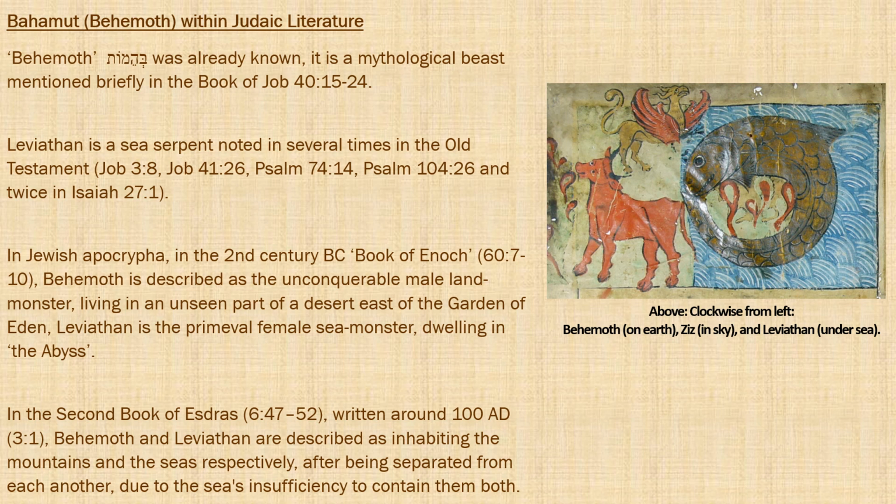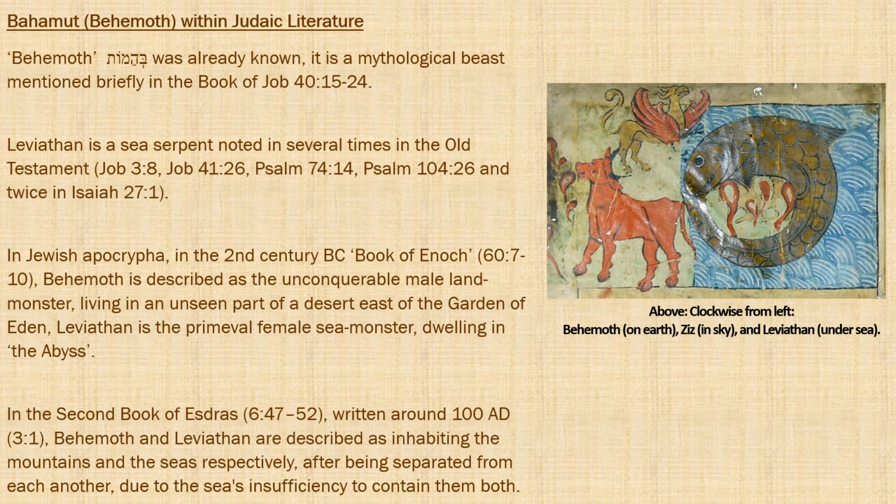The beast that is described as Bahamut in the Muslim sources is taken from other non-Islamic sources, including from Judaic apocryphal sources. For example, the name Behemoth was already known. It is a mythological beast mentioned briefly in the book of Job. Other than a few allegorical verses, not much else is known about it. Within legends, however, it has been interpreted as a form of the primeval chaos monster created by God at the beginning of creation, and is paired with the other chaos monster, Leviathan.